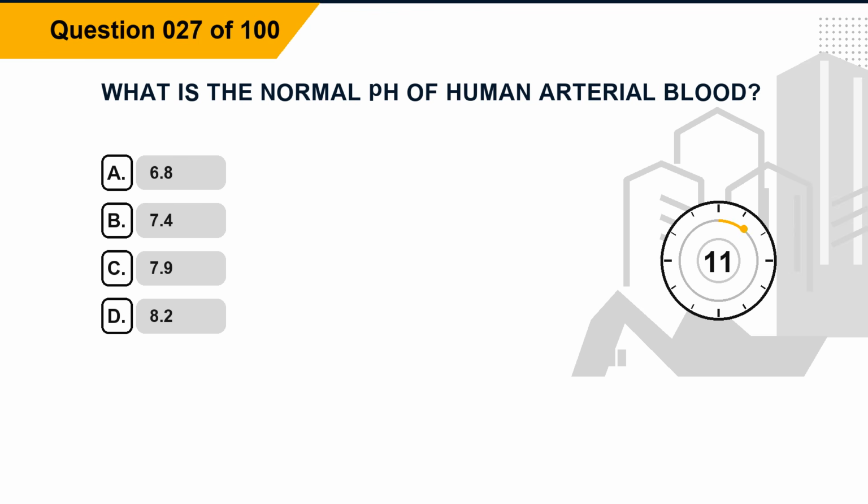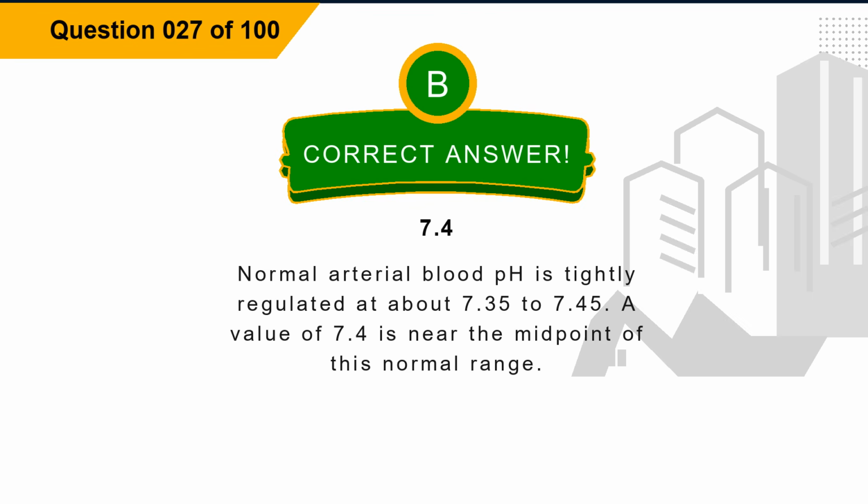Question 27. What is the normal pH of human arterial blood? Option A, 6.8. Option B, 7.4. Option C, 7.9. Option D, 8.2. The correct answer is option B, 7.4. Explanation. Normal arterial blood pH is tightly regulated at about 7.35 to 7.45. A value of 7.4 is near the midpoint of this normal range.